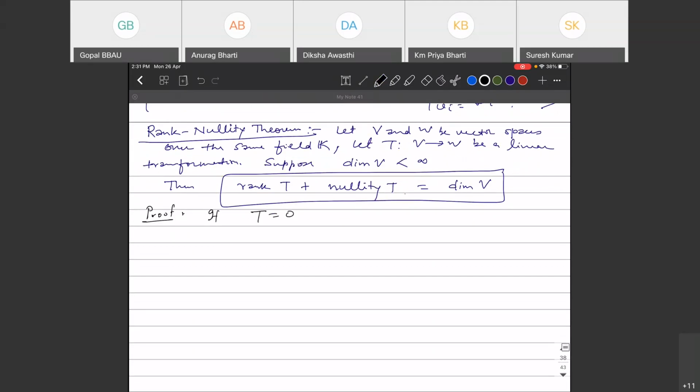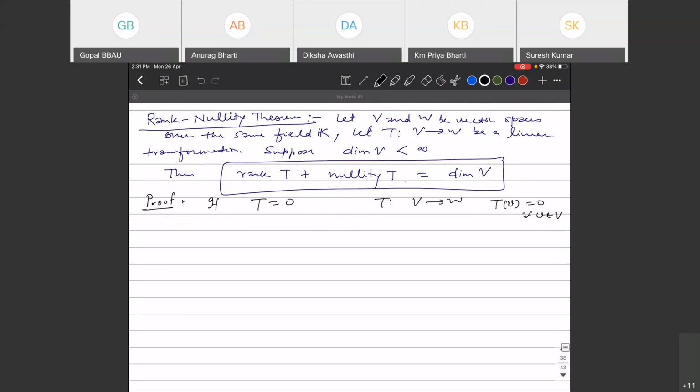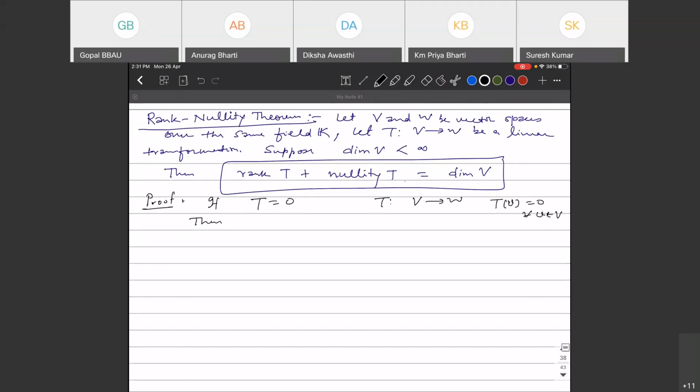If T is 0, this means T from V to W is such that TV equals 0 for all V in V. Correct? Then what do you know? You know the kernel of T is, if T is 0, what is the kernel of T?